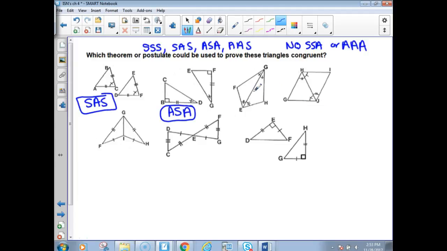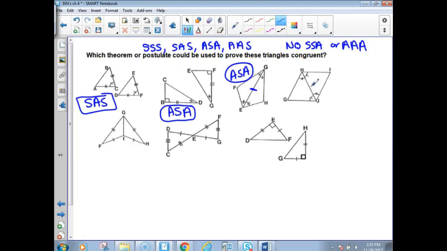On the next one, I'm going horizontally. The shared side can always be marked congruent to itself, so you've got to mark that. Then what do we have? We have an angle, another angle, two sets of angles, and a side that's between the angles. So this is another ASA.